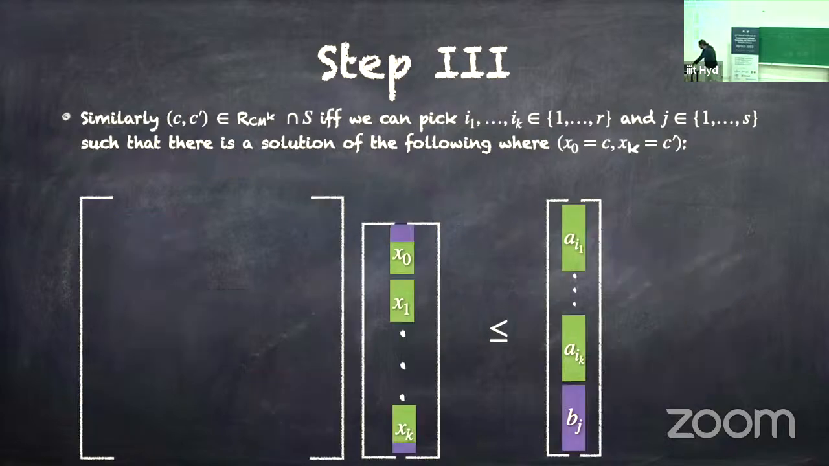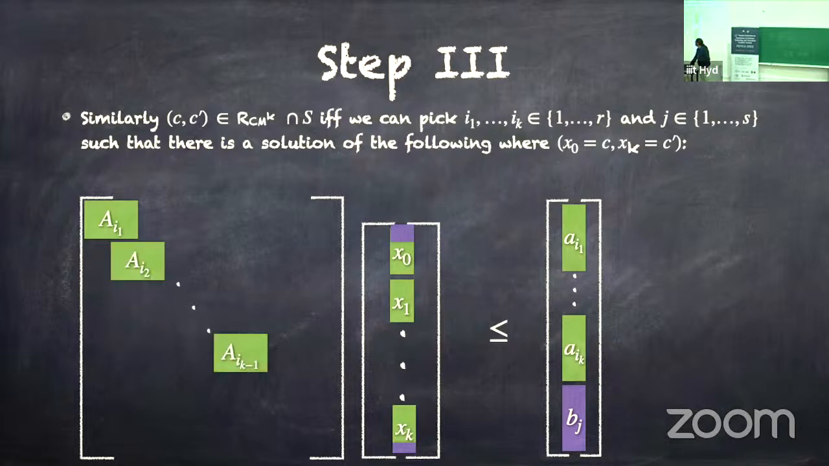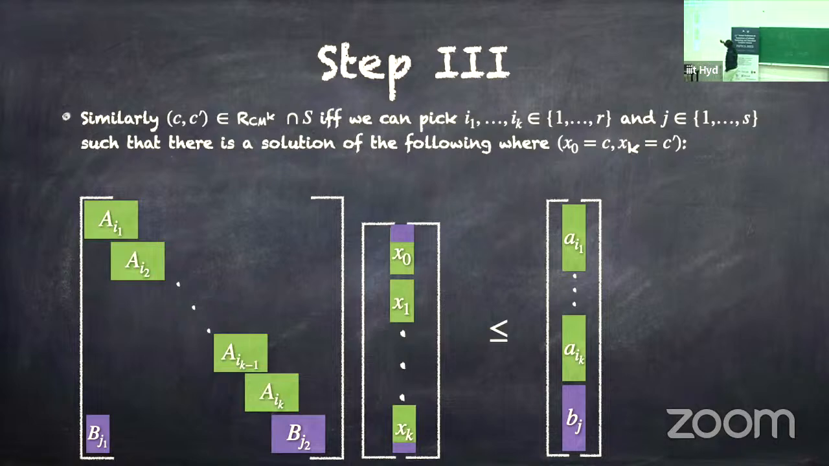Similarly, we basically iterate over these blocks of semi-linear sets, and we get this particular equation. So C prime is in RCMK if, where X0 is equal to C and Xk is equal to C prime, it is a projection of the solutions of this equation.